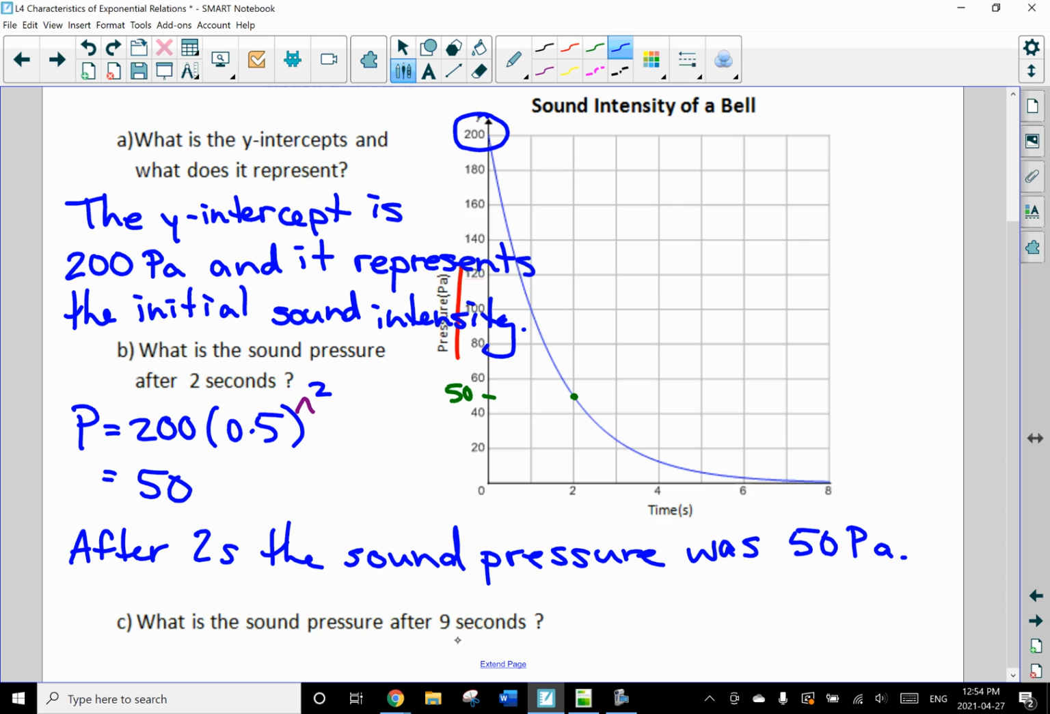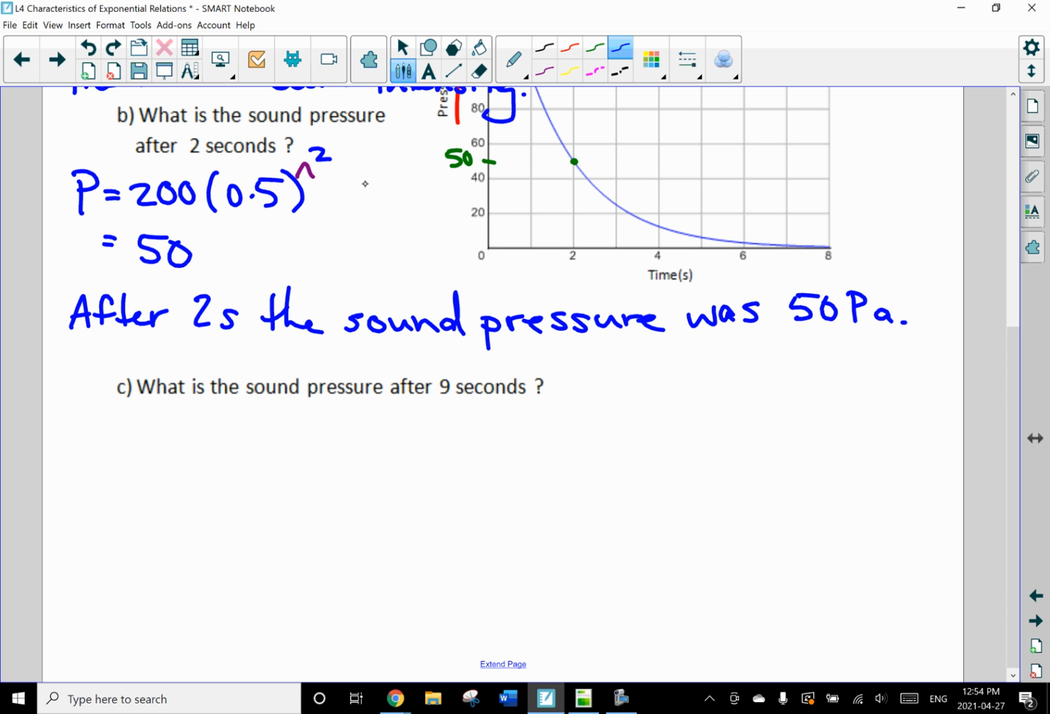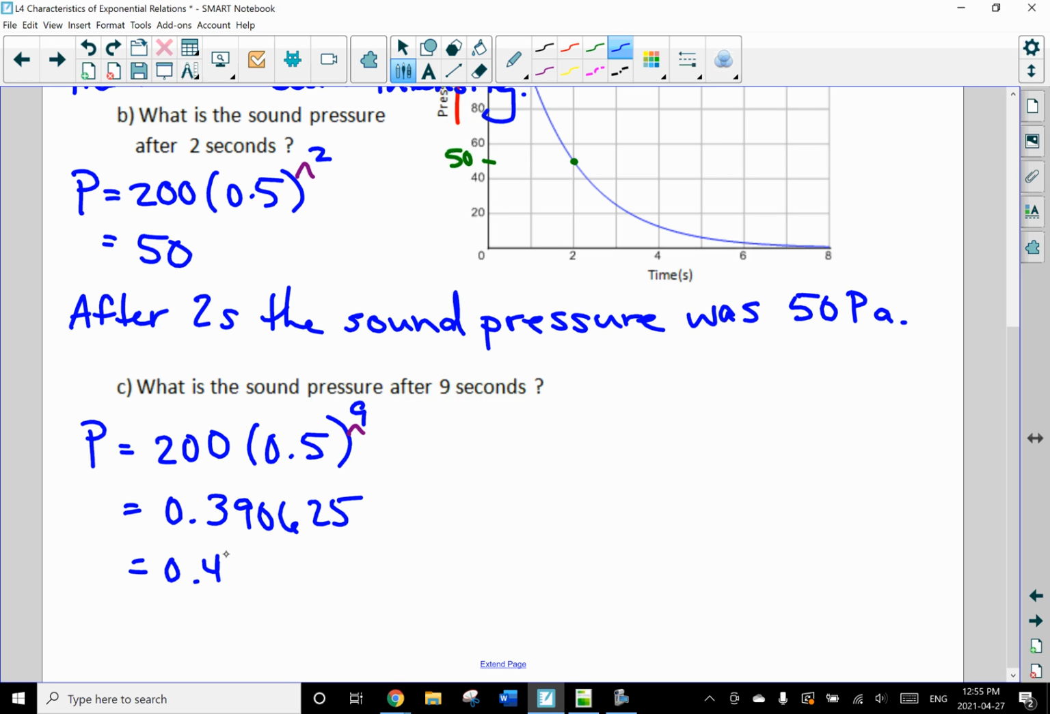Then they want to know, after 9 seconds, same idea, wherever we see the t in the equation, we're going to replace it with 9. So pressure, here's our equation, 200 bracket 0.5 close bracket raised to the time, but they told us 9 seconds, so we're going to replace that. 200 bracket 0.5 close bracket raised to the 9. Ooh, I get 0.3900625. So I'm just going to write that as 0.4.